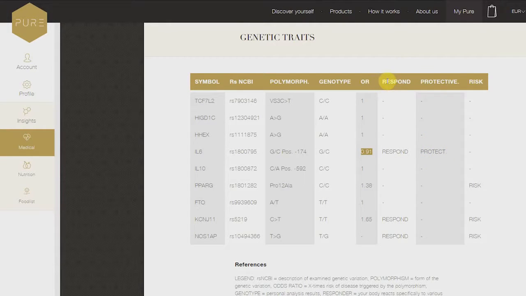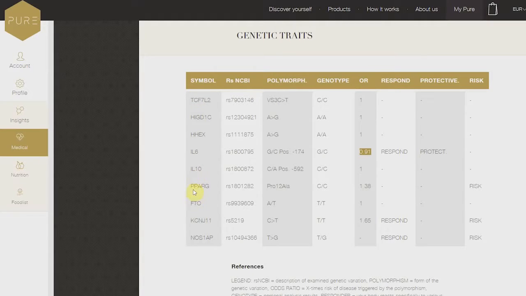And responder means that this person, due to this genetic variation, responds to a certain thing in a specific way. It might be better response to certain medication, it might be better response to certain preventive measures, and this kind of information you will find later on in the text.